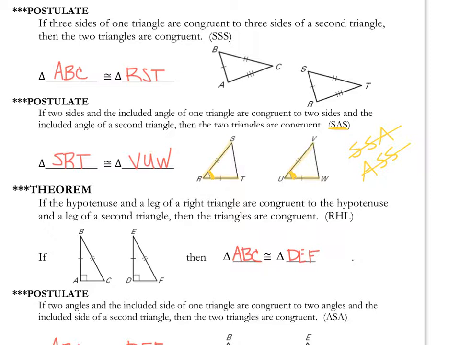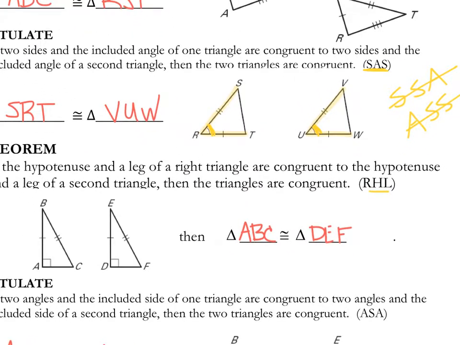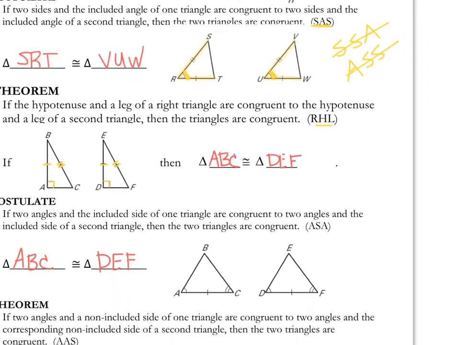Alright, the next one is RHL. This is the one way that we can say that it's swearing, but we don't call it swearing. We call it RHL. Think about right angles, or right triangles. So you need a right triangle, you need a hypotenuse, and you need a leg. Hypotenuse, remember, is opposite the right angle. So that's your double tick mark here. And then you need a leg. It could be either leg, it doesn't matter. I just choose that one right now, and it has to be a right angle. Okay? So that's your RHL.